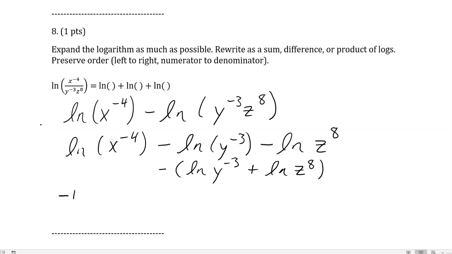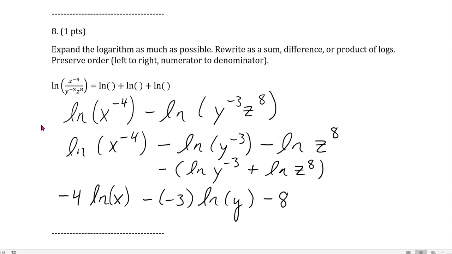This will give us negative 4 natural log of x minus a negative 3 times the natural log of y. Notice that the negative 3 and the negative are two separate negatives. That'll give us a double negative, which will make it a plus. On the last term, instead, we pull the 8 to the front, which is positive, and then it gets multiplied by the negative, which will leave it being negative.